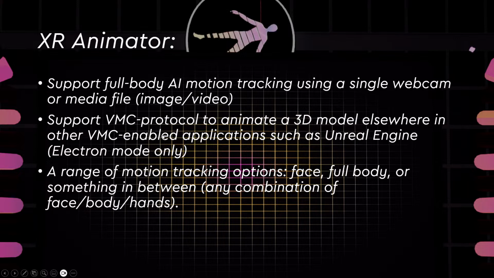And you can then use this to animate your characters inside Unreal Engine using the Electron application. And it has a wide range of motion capture options, so you can choose from face only, face and upper body, face and hands, full body, or somewhere in between.